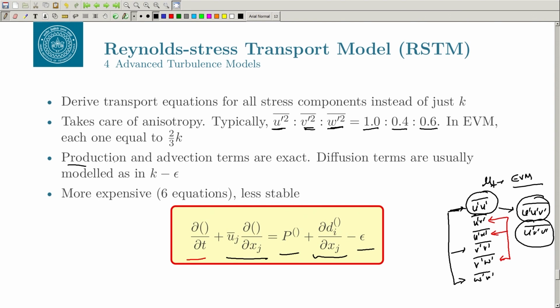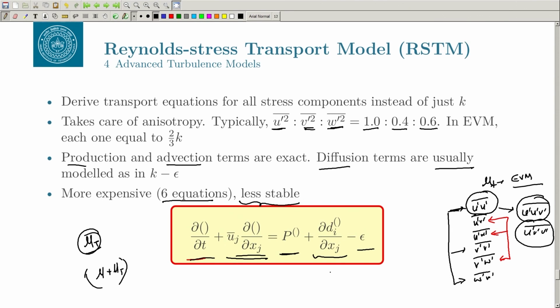Okay, the production and dissipation terms, as you told, like the turbulence kinetic energy, if you want to derive those terms, you will get these terms accurately, but the diffusion terms are usually modeled. As in the K epsilon equation, it has 6 equations, but this is less stable than the EVM equation, and the reason for that is that in the EVM equation we get an extra viscosity which is mu t. So, this mu t basically makes the scheme more stable, because your effective viscosity is mu plus mu t.